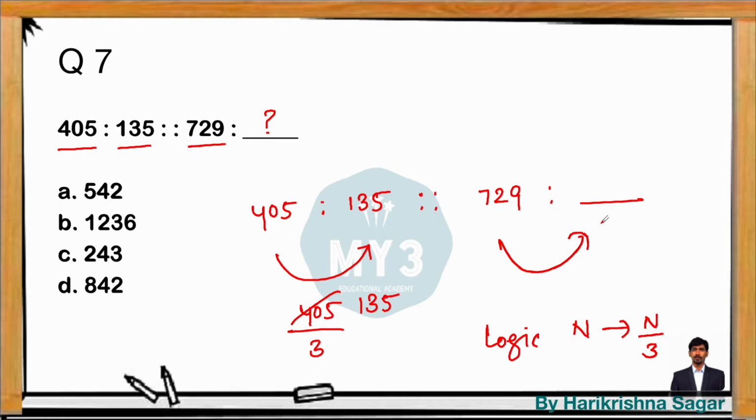In a similar fashion, 729 will be 729 divided by 3. 3 twos are 6, 3 fours are 12, 3 threes are 9. The answer must be 243. Mark it as the answer choice.